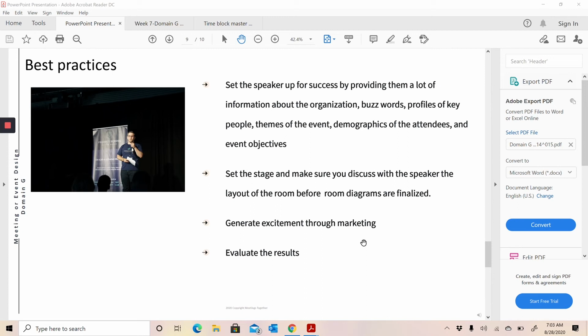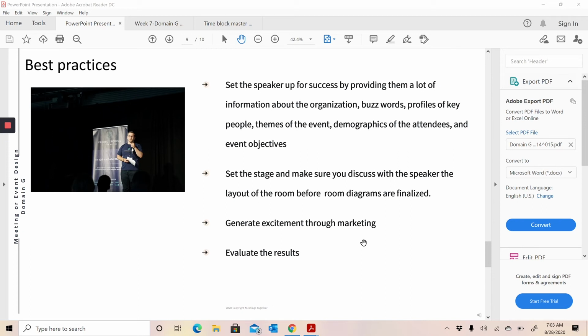And then set the stage and make sure you discuss with the speaker the layout of the room before diagrams are finalized. Some speakers like to be up high where they can see everybody. Some people like to wander through the audience. So you want to make sure that you're always communicating and find out their preference.